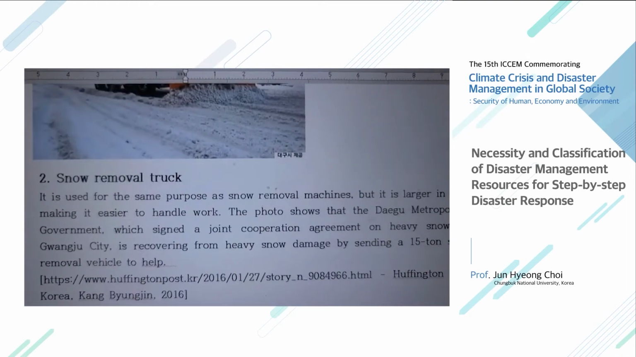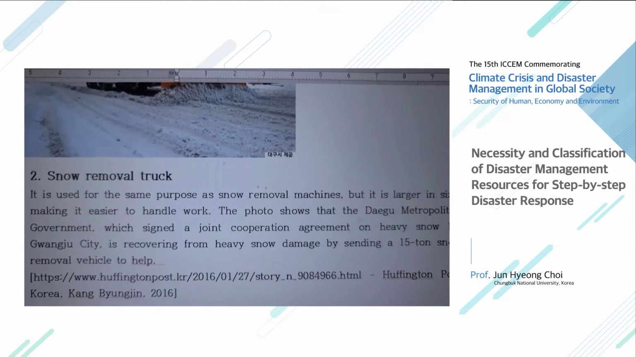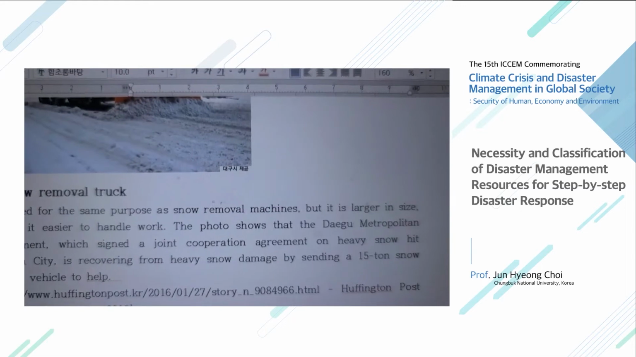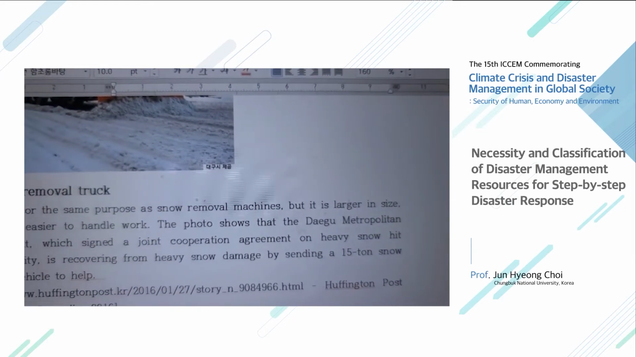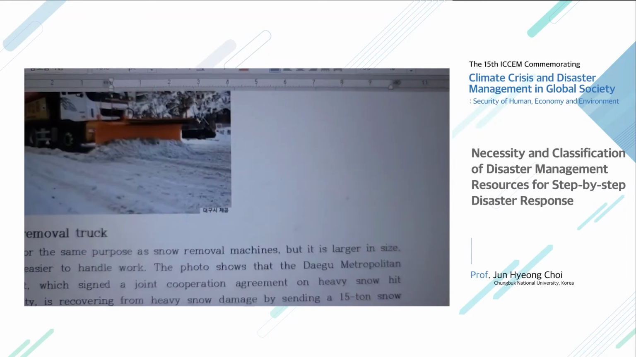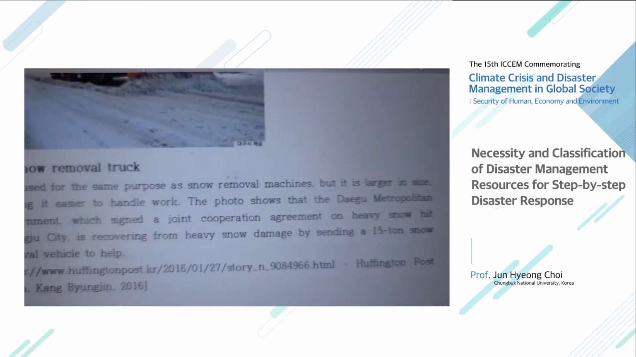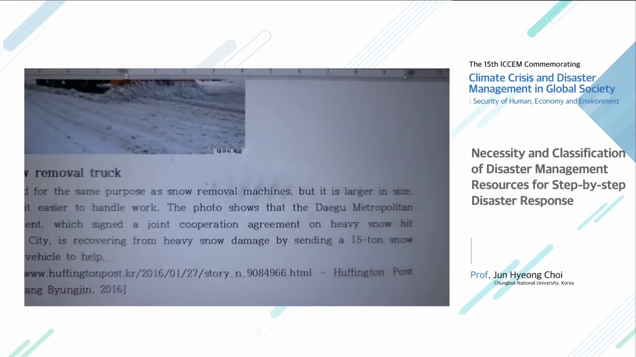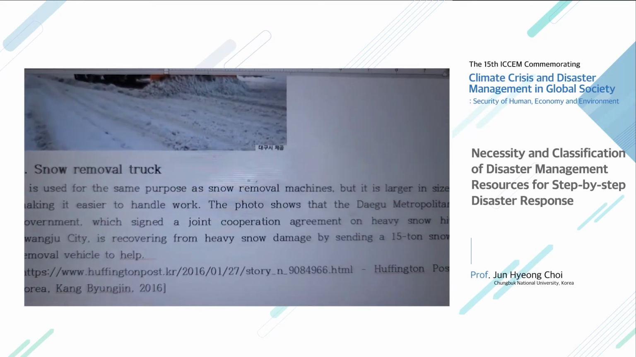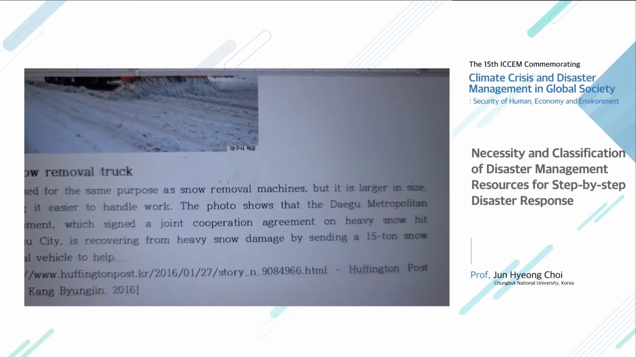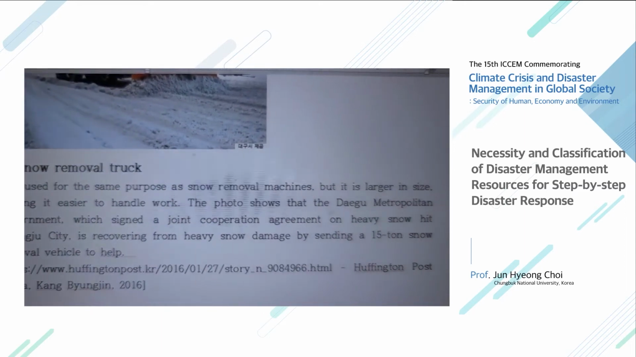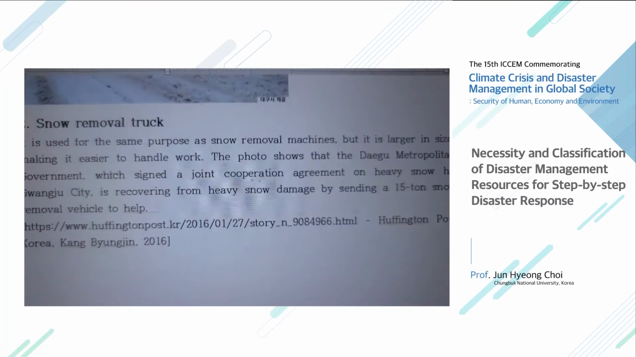And the second is a snow removal truck. It is used for the same purpose as snow removal machines, but it's larger in size, making it easier to handle work. The photo shows the Daegu Metropolitan Government, which signed a joint cooperation agreement with Gwangju City after it was hit by heavy snow, helping it recover from the heavy snow damage by sending a 15-ton snow removal vehicle.